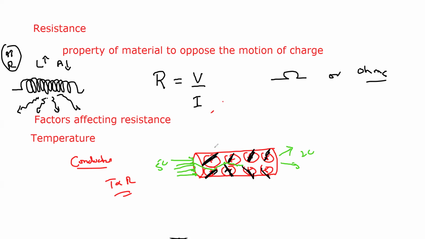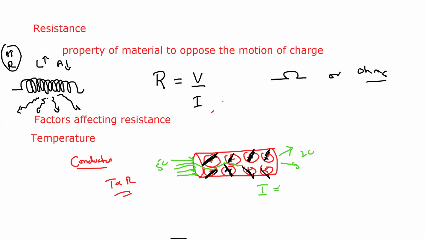So for conductors, for metals, when the temperature increases, it increases the lattice vibration. The increase in the lattice vibration increases the collisions between the moving electrons and the lattice. As a result, the drift speed decreases. That's why they're not able to flow out. So the resistance increases.